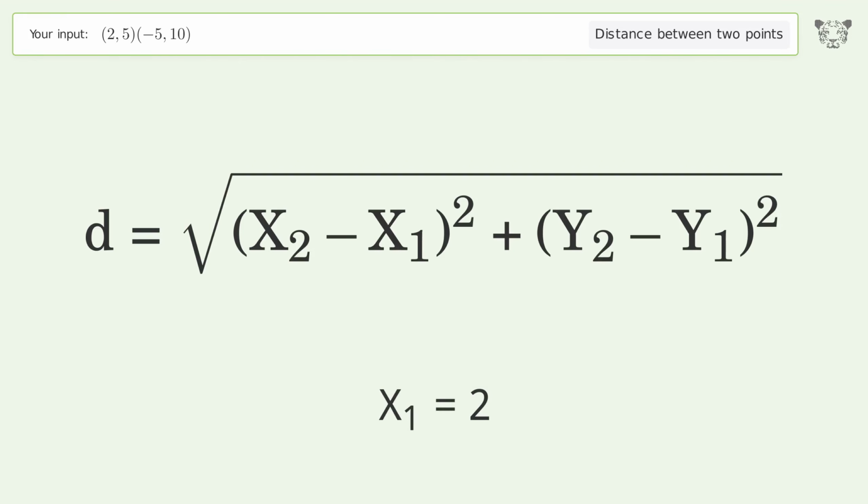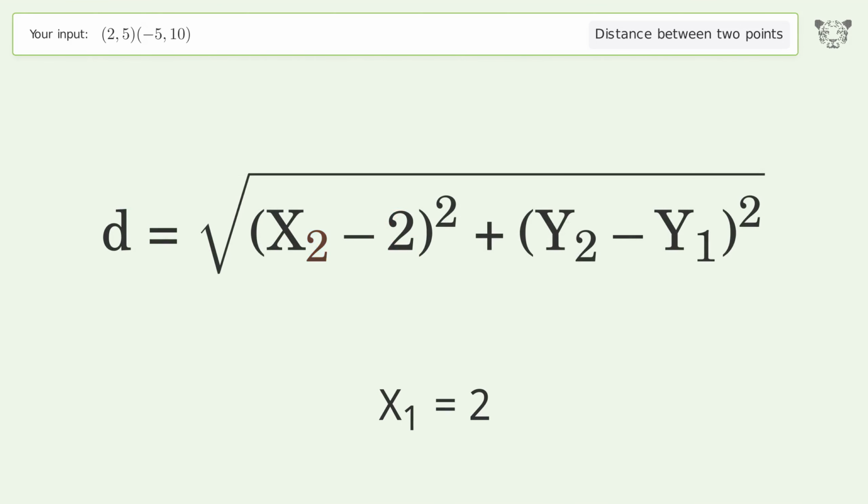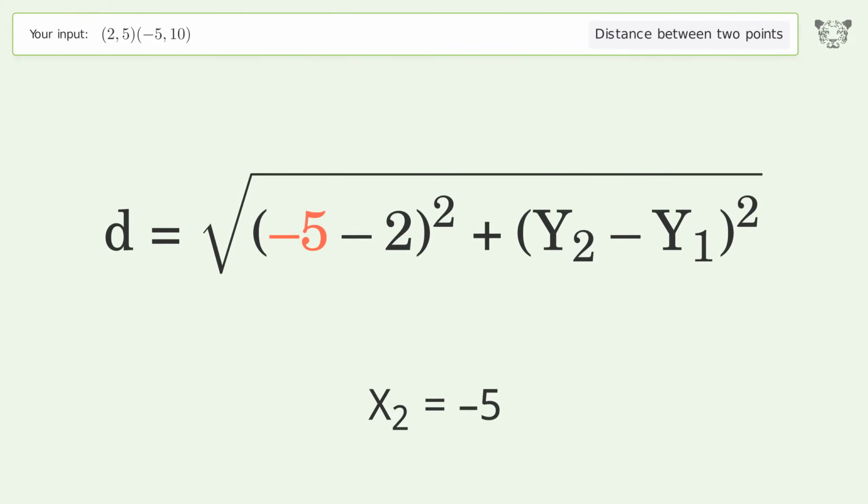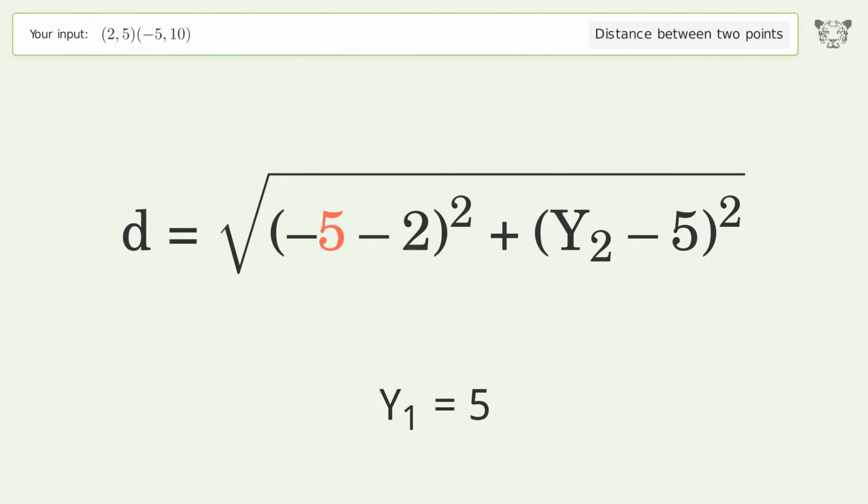x1 equals 2. x2 equals -5. y1 equals 5. y2 equals 10.